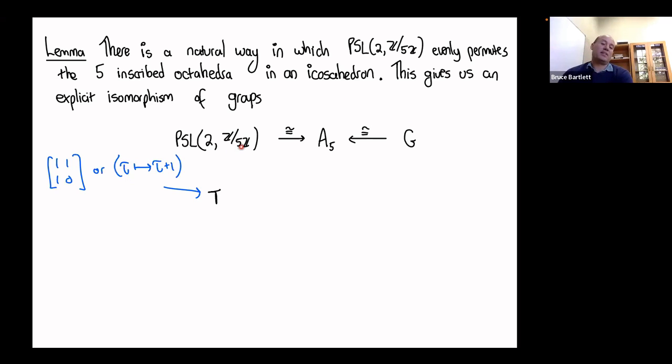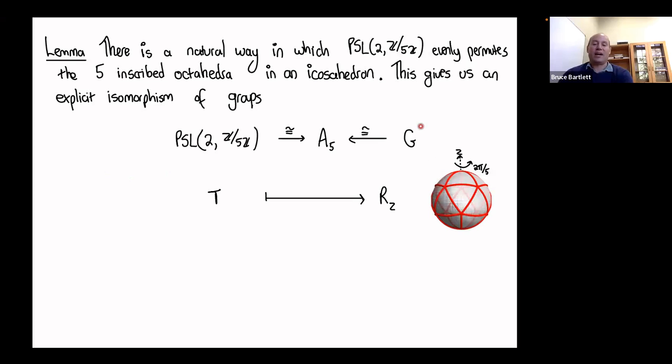So in PSL2(Z/5Z), you've got this generator. You can think of it as a Mobius transformation, and it would be this Mobius transformation. The corresponding rotation of the icosahedron turns out to be the rotation around the z-axis, the axis going through the vertices at the north and south pole. So the T Mobius transformation goes over to rotation around the z-axis.